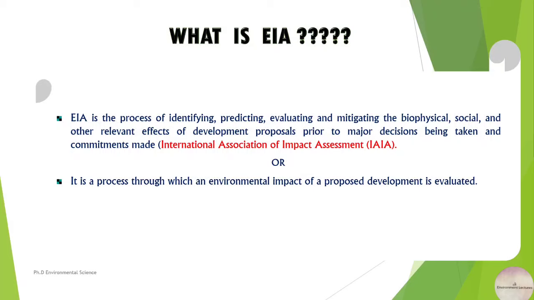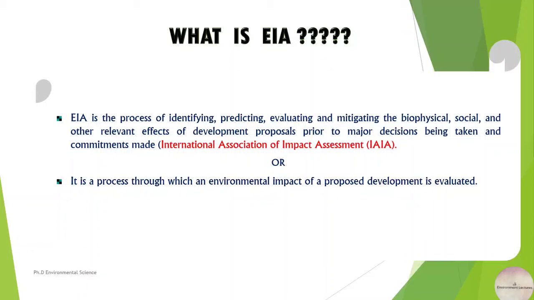In that, first the team will identify the possible impacts of the new highway. They will look at things like biophysical impacts, like how it will affect the local wildlife and natural habitats. Then they will look at social impacts. Will it disrupt local communities or require people to relocate? Then other relevant impacts which should be taken care of, like could it cause noise pollution or affect air quality or soil quality or other parameters of the environment.